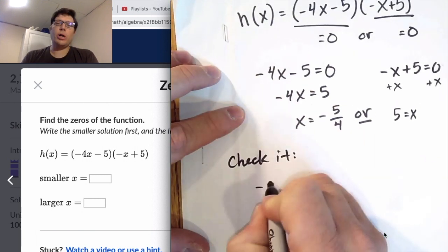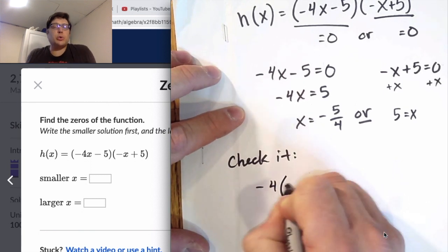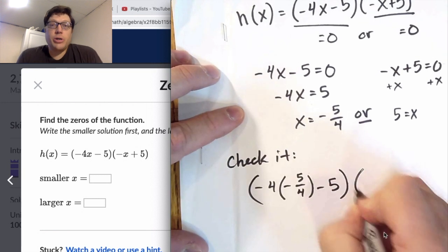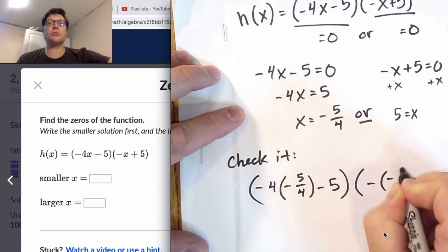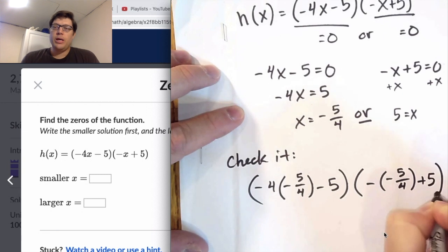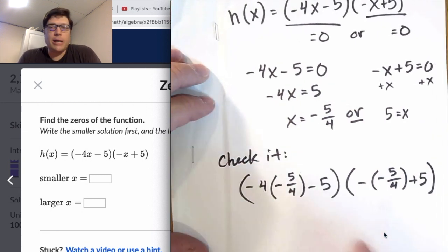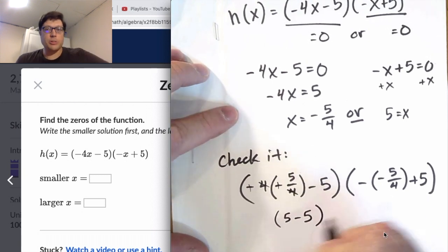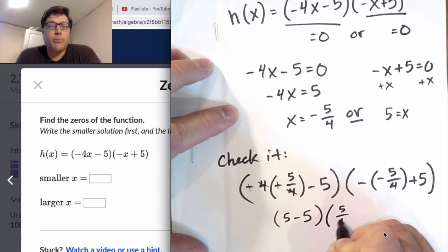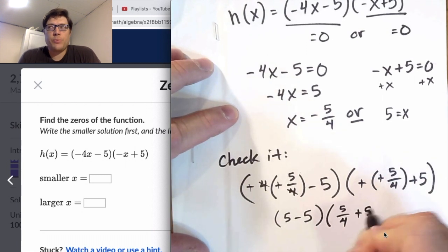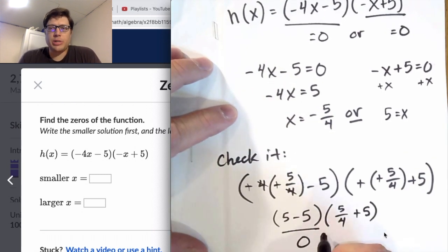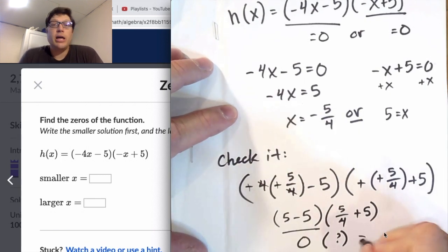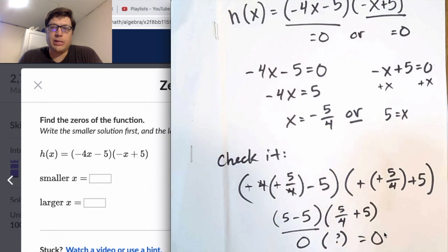To check it, what I'm really doing is saying, I think this answer works, but I'm going to plug it back into the equation. So wherever there's an x, I'm going to plug in the first number we got, negative 5/4. A negative times a negative is a positive, and 4 multiplied by 5/4 means the 4's cancel. So in that first group of parentheses, we have 5 minus 5. That's 0, as in 0 times a number. 5/4 plus 5, what is that, 6.25? Anyway, it's multiplied by 0, and the answer to that is 0.